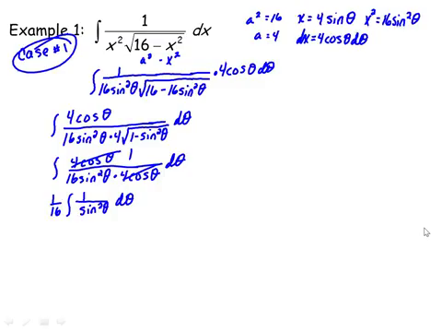Okay, go back to your Cal 1 sheet. Do you know how to integrate a sine squared theta? Anywhere on your Cal 1 sheet, does it show you how to integrate a sine squared theta? No. So we've got to do something. What is 1 over sine squared theta? Using trig.